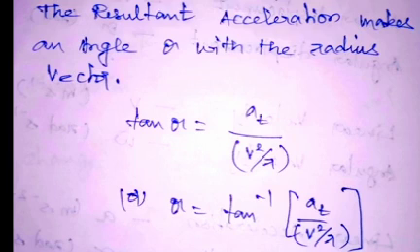Students, using these two formulas, AR equal to square root of AT square plus (V square by R) the whole square, and theta is equal to tan inverse of AT by V square by R. These are very important formulas while solving problems. We see an example related to these formulas.